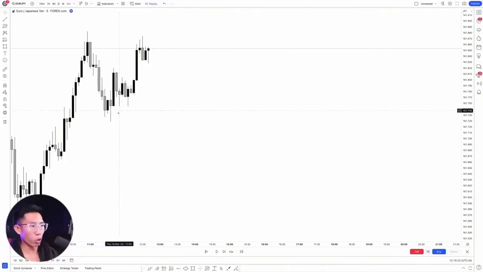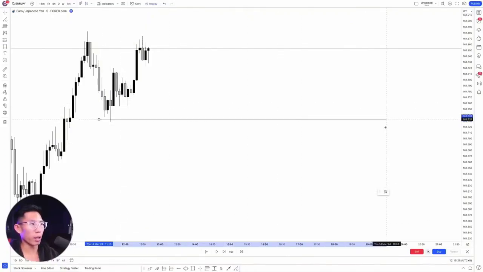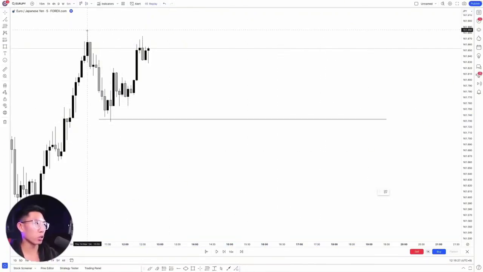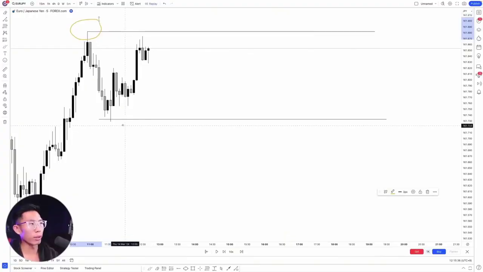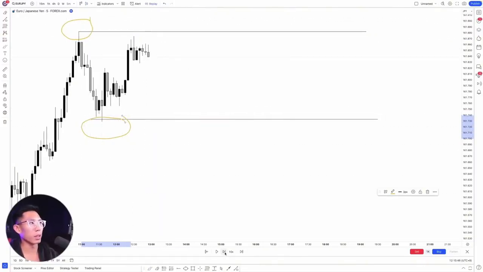Price created a higher low right here, so I can actually mark up this low. And then price has also created a higher high right here. We know that there is going to be liquidity above these swing highs, and then there is also liquidity below these swing lows right here. So we are waiting for price to sweep the liquidity either from the upside or the downside. So we still wait and see what happens next.